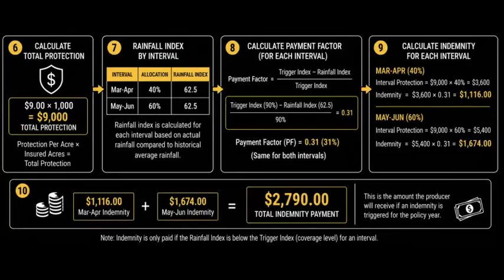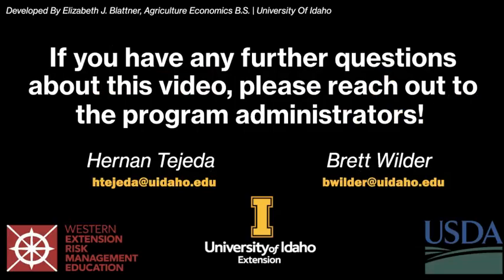$1,116 plus $1,674 gives us a total indemnity payment of approximately $2,790. So, using this example, a producer with 1,000 insured acres, a $10 county base value, 90% coverage, and a 100% productivity factor would have $9,000 in total protection. With rainfall indexes of 62.5 in both selected intervals, the resulting indemnity would be approximately $2,790. This concludes our discussion on how your possible indemnities are calculated.